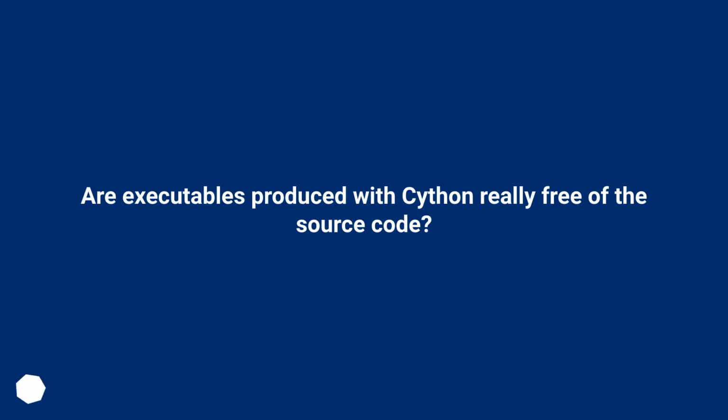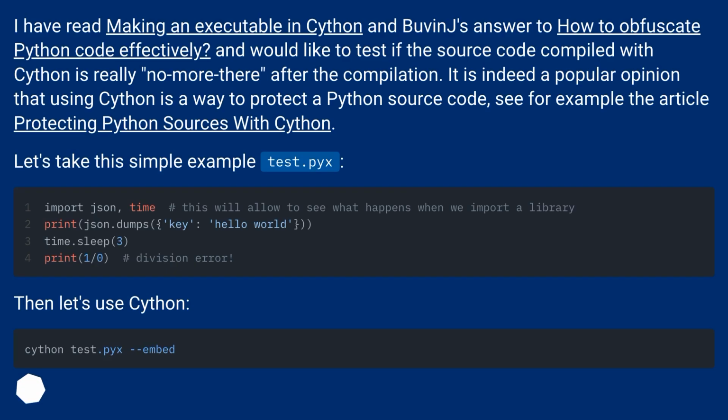Are executables produced with Cython really free of the source code? I have read "Making an executable in Cython" and Bethoven's answer to "How to obfuscate Python code effectively", and would like to test if the source code compiled with Cython is really no more there after the compilation. It is indeed a popular opinion that using Cython is a way to protect the Python source code. See for example the article "Protecting Python Sources with Cython".